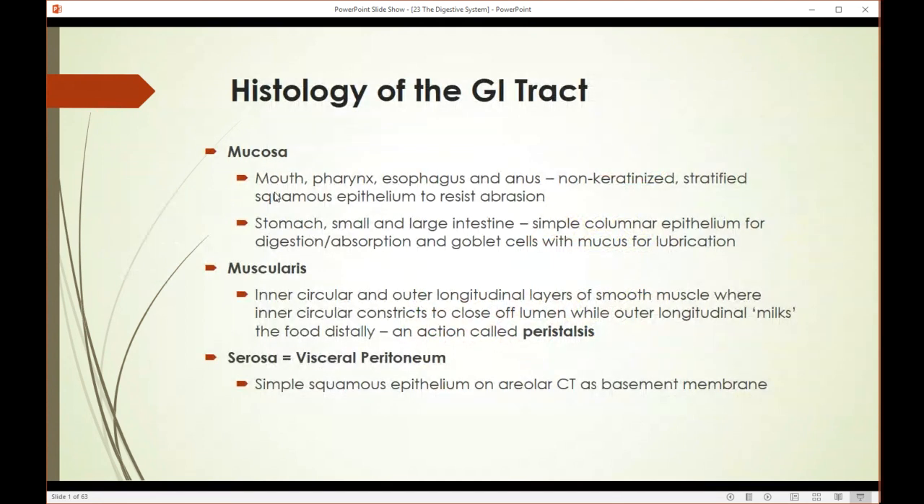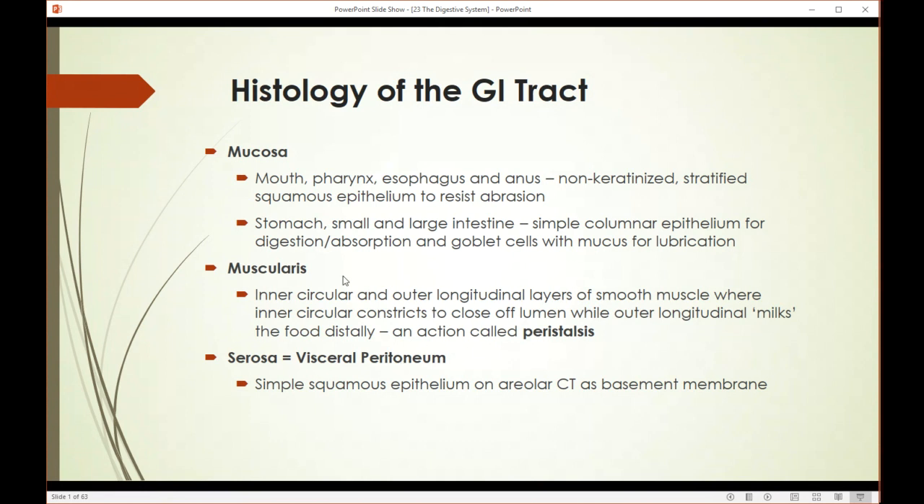Okay? So the mucosa, we're going to find in the mouth, the pharynx, the esophagus, and the anus. These are non-keratinized, stratified squamous epithelium. So these are stacked up sort of pancake-like cells. And we always find that really to resist abrasion. In our stomach, our small intestines, and the large intestine, that mucosa is simple columnar epithelium. Okay? And that is for digestion and absorption. We also have goblet cells that are interspersed between those columnar epithelium, and they produce mucus for lubrication.